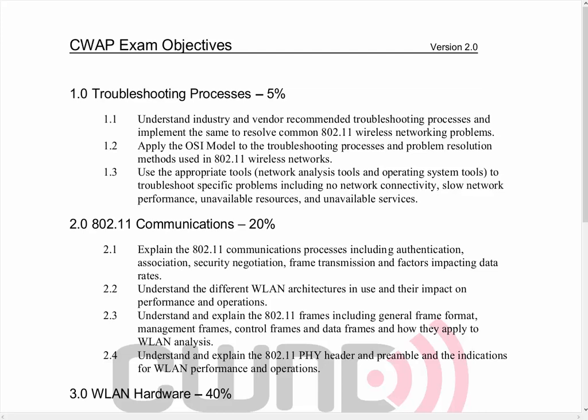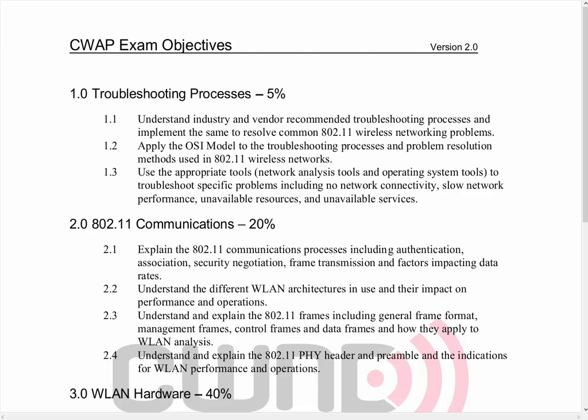Use the appropriate tools and network analysis tools and operating system tools to troubleshoot specific problems. These would include no network connectivity, slow network performance, unavailable resources, and unavailable services. So it's going to focus, of course, on understanding how to use protocol analyzers, spectrum analyzers, and even just built-in tools like ping and traceroute and pathping and ipconfig and iwconfig and other utilities like this. So various different operating systems, of course, have various different tools, and you'll need to understand what they can do.